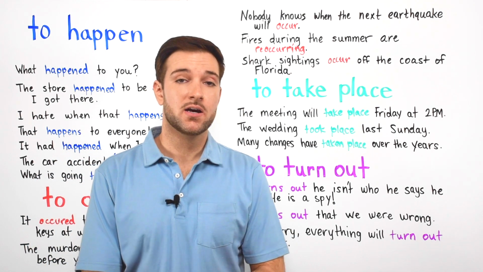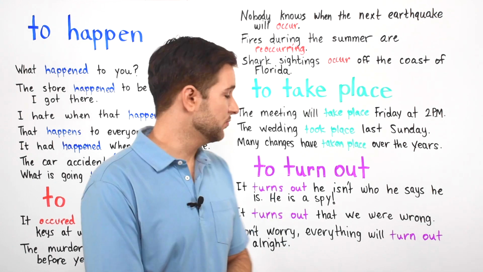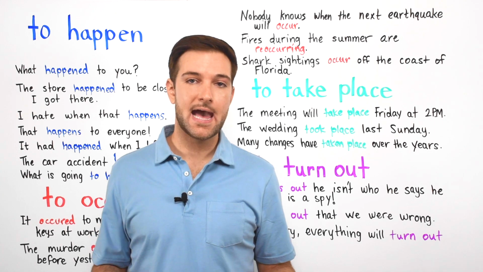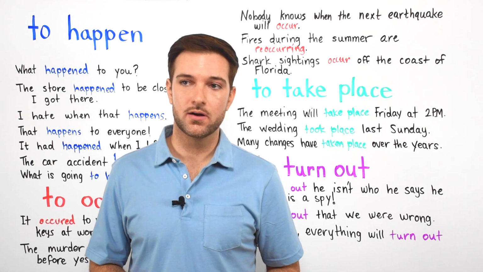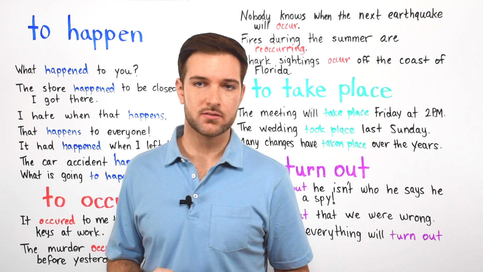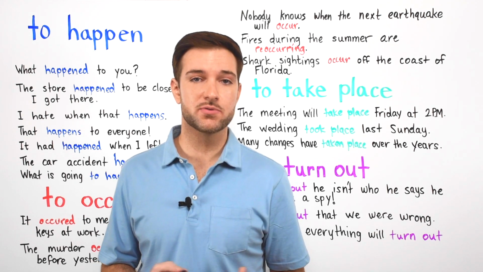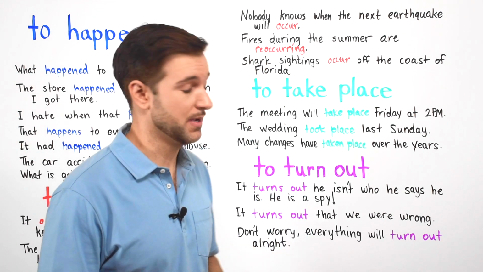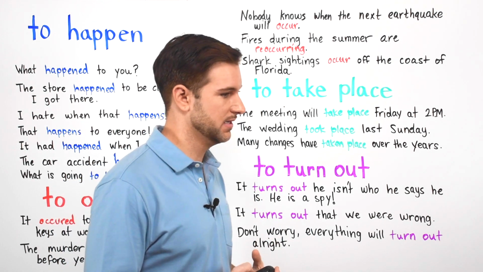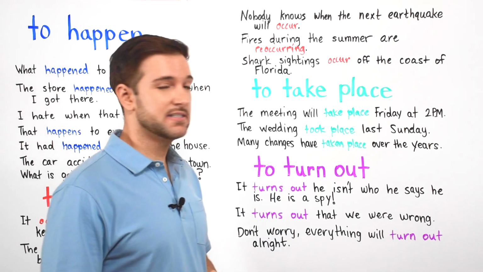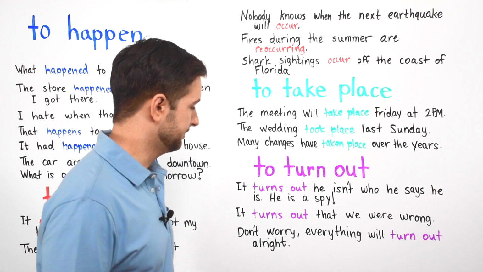All right guys, so next we have the verb to turn out. To turn out means to happen in a particular way or to have a particular result, especially a result that is not expected. The result is actually unexpected. You don't anticipate it. So let's look at these examples and you'll probably understand it quickly.